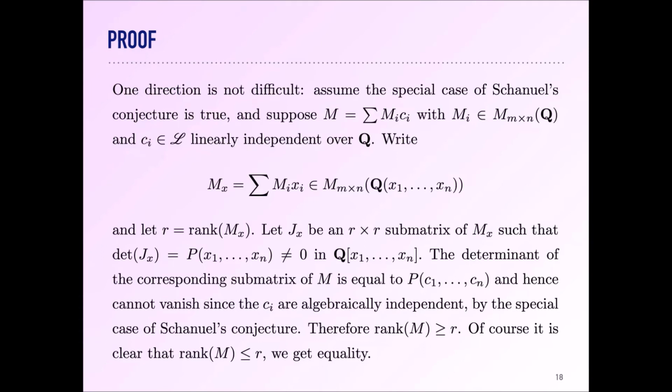The rank of a specialization of a formal thing can go down, so you have the reverse inequality. So you get equality, right? So this direction is kind of clear, and it's just that determinants of a matrix with these coefficients will give you some polynomial. Okay.